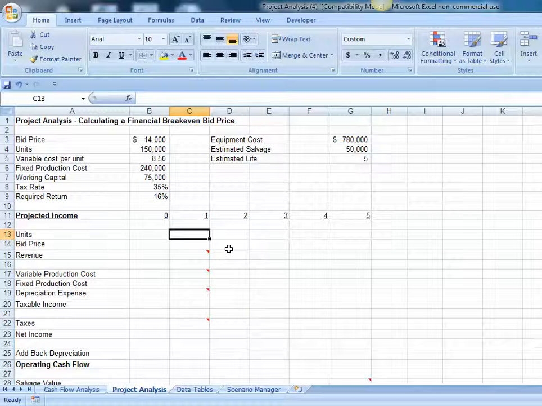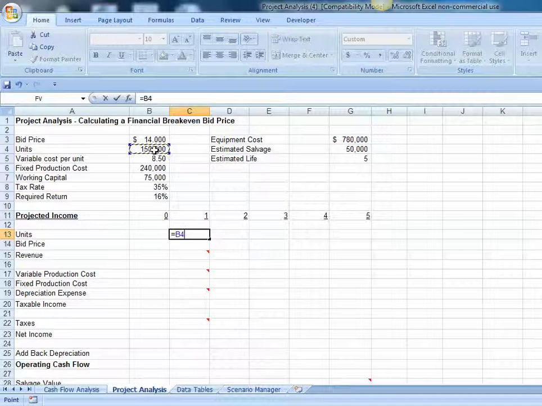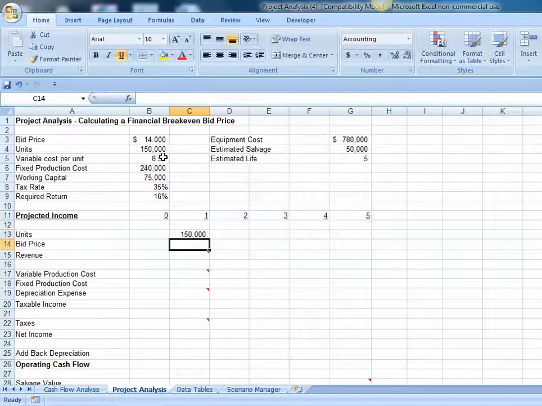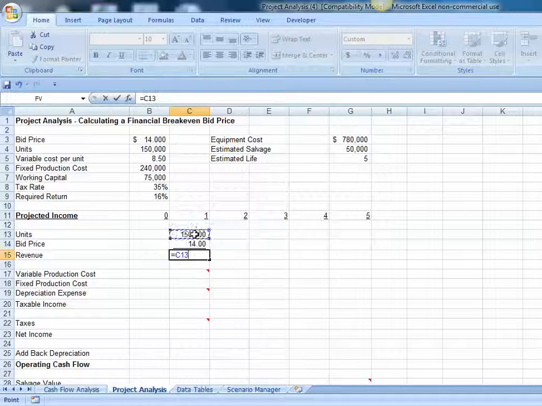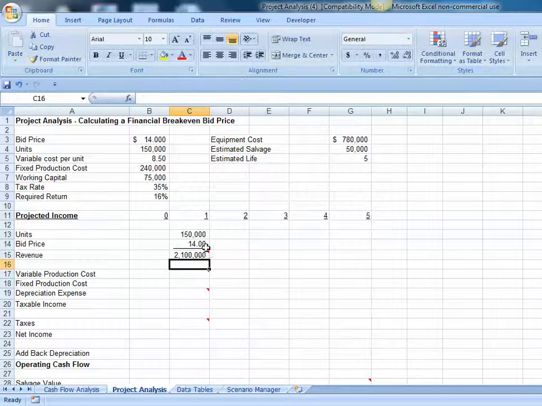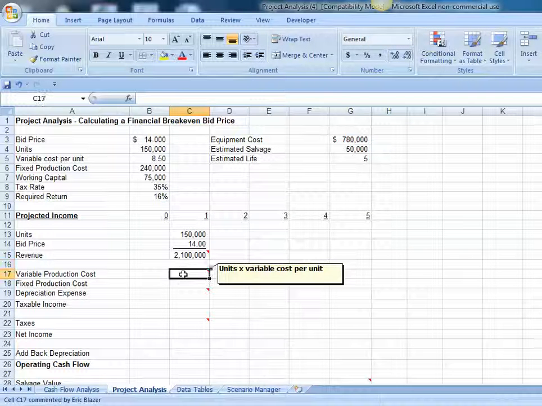Time 0. Our units that we sell, 150,000 units. We want an absolute cell reference because it's always going to be coming back to that same cell. Our bid price, $14. Again, an absolute cell reference. And our revenue then will simply be a relative cell reference, 150 times our $14 bid price, or $2.1 million.